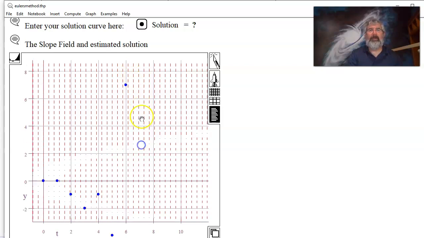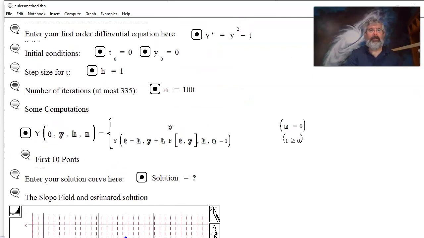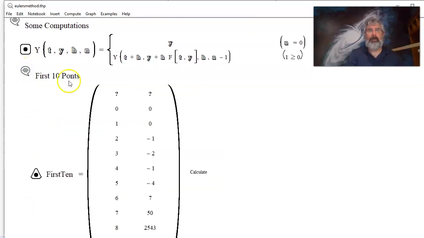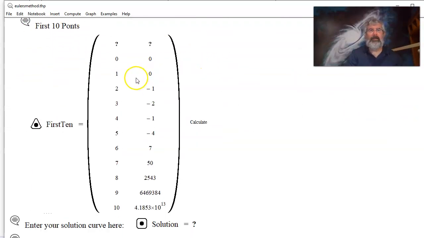One of the things I do show here is that I have calculated but hidden the first 10 points. So this is calculating the first 10 iterations of Euler's method here for me. And, well, you can see things kind of go haywire. But let's try this. Let's hide those.